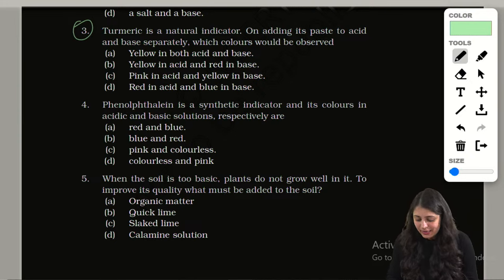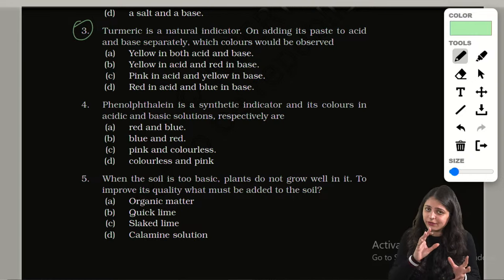Turmeric is a natural indicator. On adding its base to acid and base separately, which colors would be observed? कौन से कलर्स ऑब्जर्व होने वाले हैं? मुझे दिख रहा है कि एवरीबडी इन द चैट इज वोटिंग फॉर ऑप्शन बी. बी बी बी बी बी.